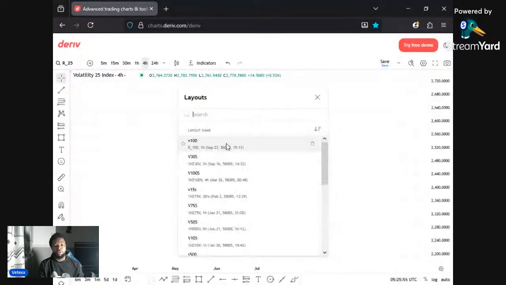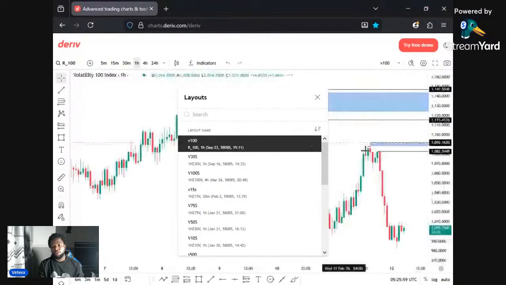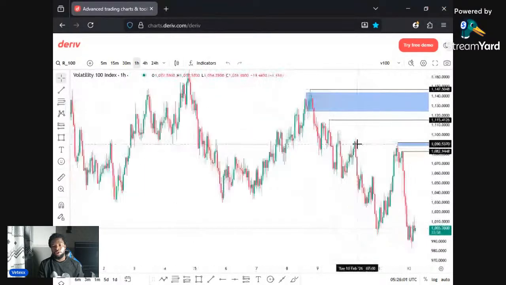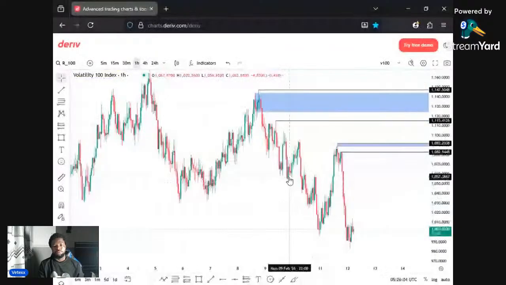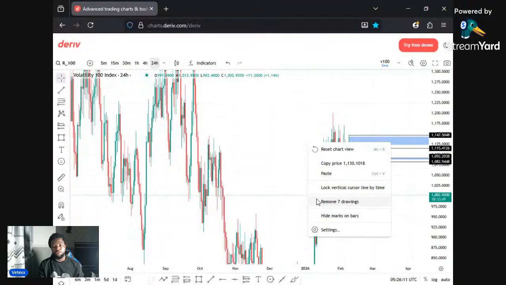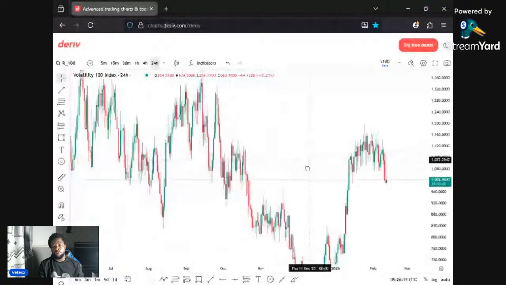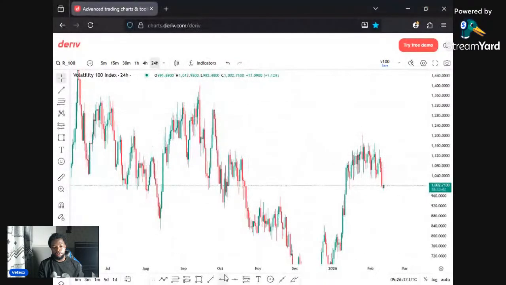So the first pair we have on our list is V100 index. Let's do the analysis real quick. Starting from the 24-hour time frame, V100 index is bearish. And from the 24-hour time frame, 300 days is bearish. I had a setup yesterday. Let me mark it out.